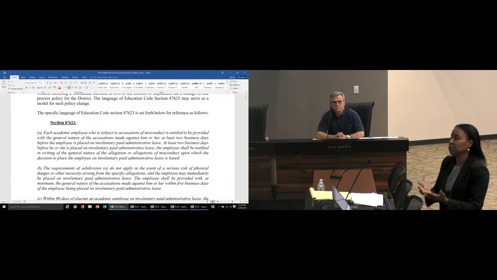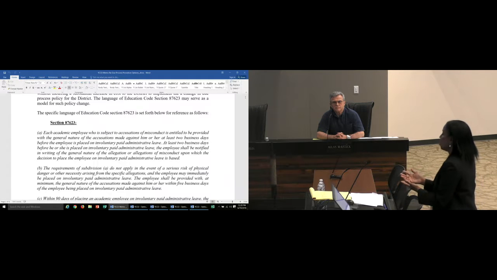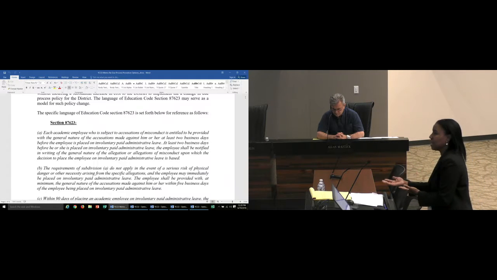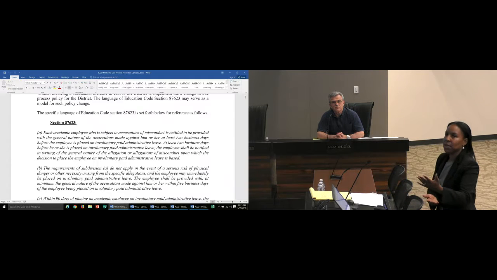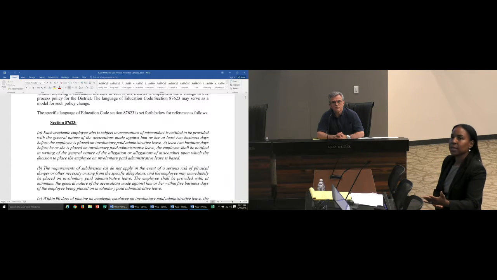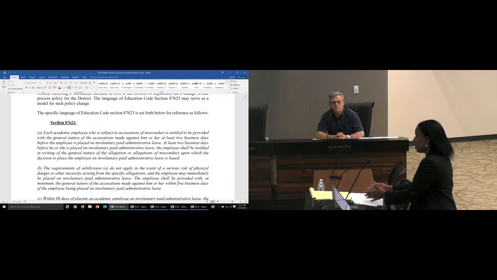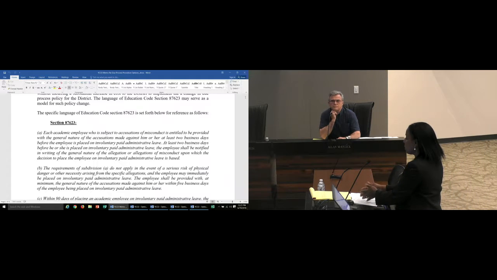Basically, the legislature is weighing the sharing of information at the outset versus the exigent circumstances of there being physical danger. And so when we're talking about giving the general nature, we're saying we're going to share the information, but it's not going to be complete. It's going to be somewhat.